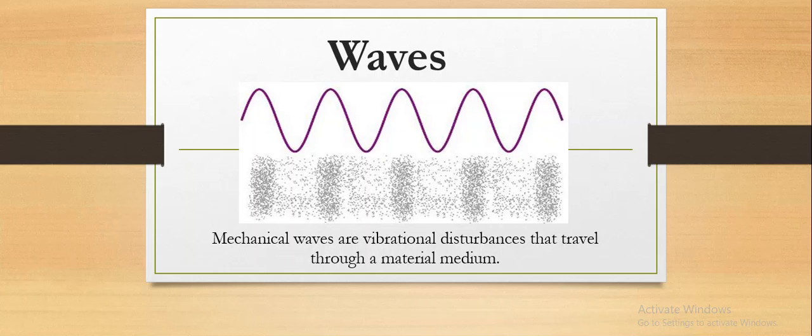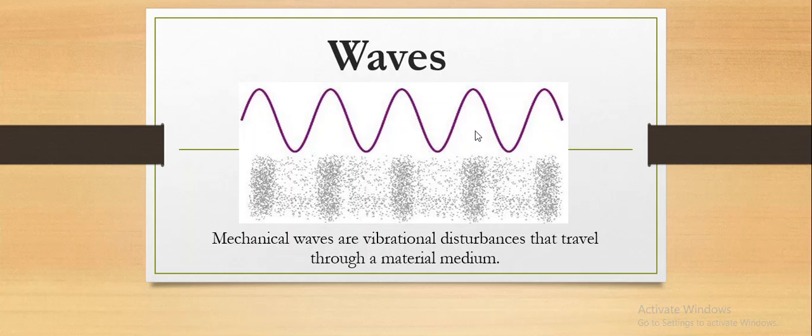Mechanical waves are vibrational disturbances that travel through a material medium. This is your definition of wave. Examples include water waves, sound waves traveling in a material medium such as air or water, waves along a string as in a musical instrument, and seismic waves traveling through the earth. So these are the examples of waves.